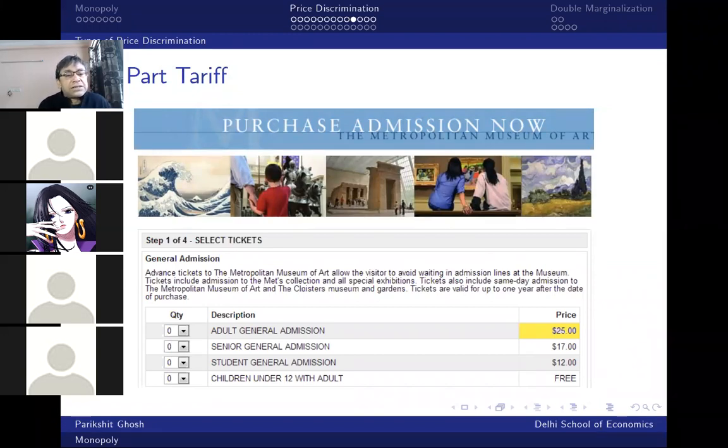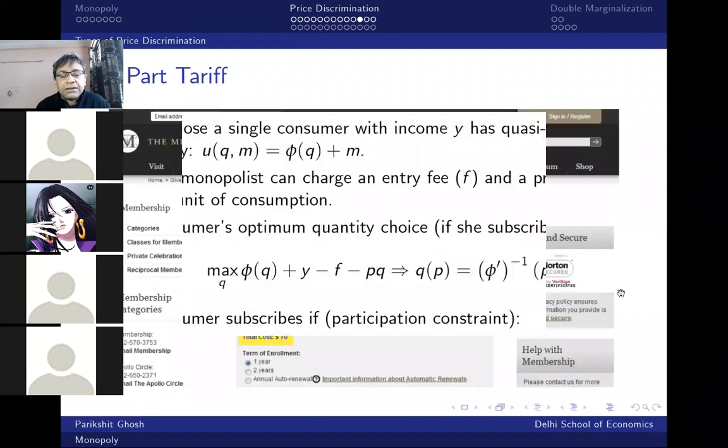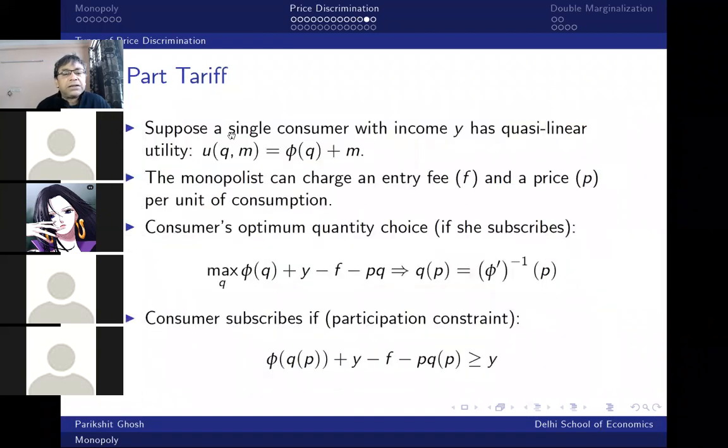If a bookseller, for example, says you have to become a member of our book club, annual membership fee, 1,000 rupees, and every book you buy, you get a 20% discount on that book. That's a two-part tariff. Right, so how does it help? Let's do a very little model.